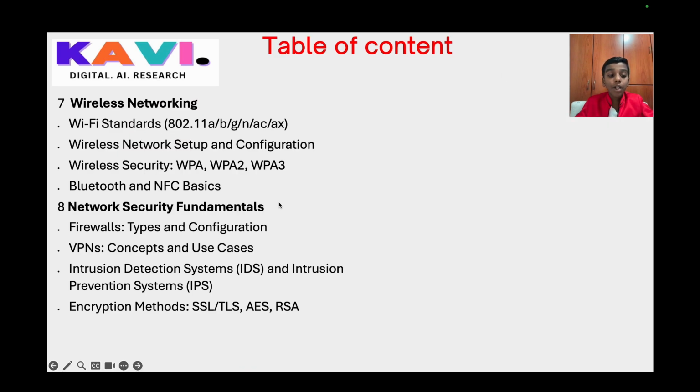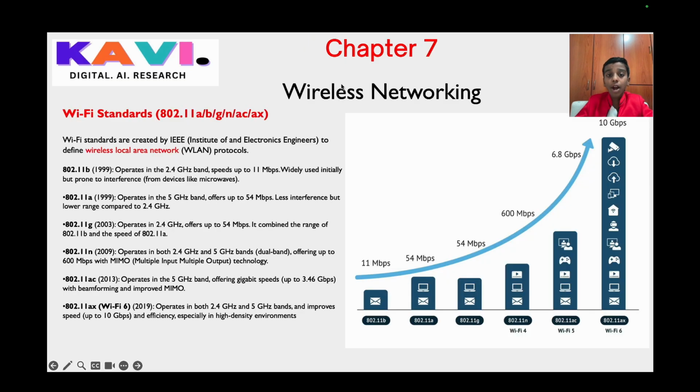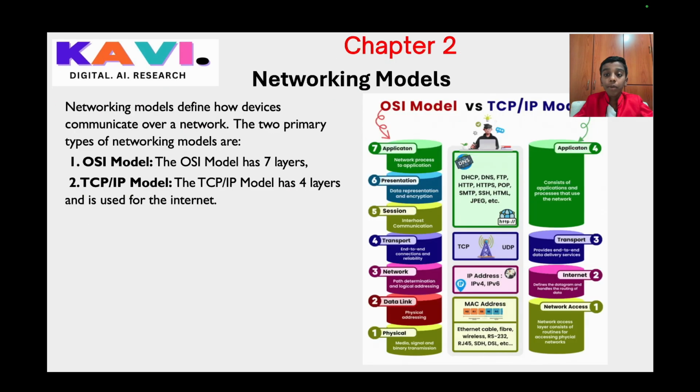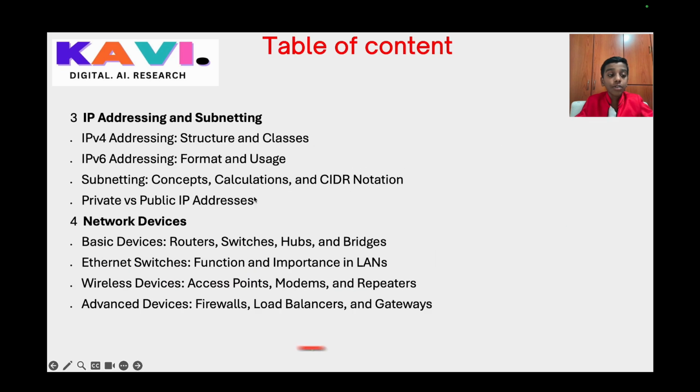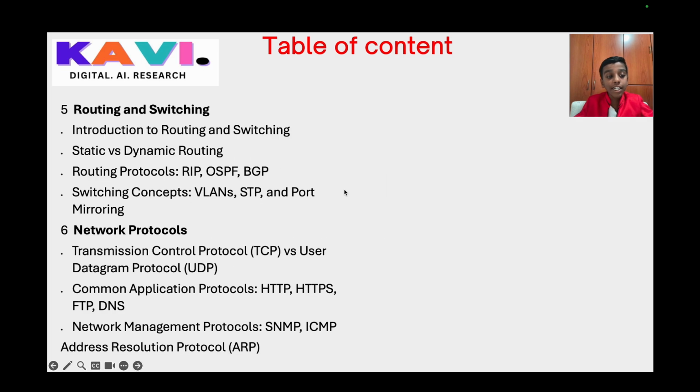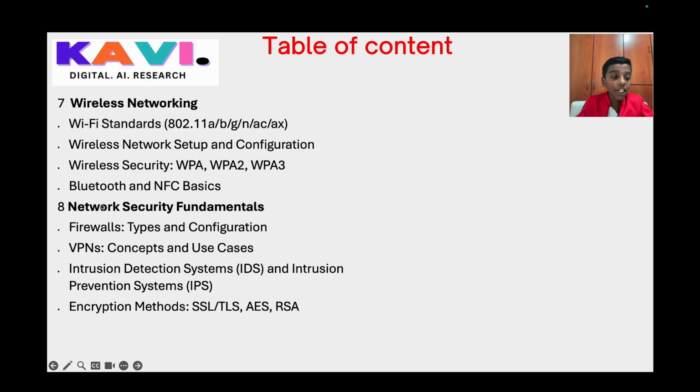Chapter number 8, Network Security Fundamentals. Let's go to our table of contents to see what we have done and what we are going to do today. Here we have studied chapter 1, Introduction to Networking; chapter 2, Networking Models; chapter 3, IP Addressing and Subnetting; chapter 4, Network Devices; chapter 5, Routing and Switching; chapter 6, Network Protocols; chapter 7, Wireless Networking; and chapter 8, Network Security Fundamentals.